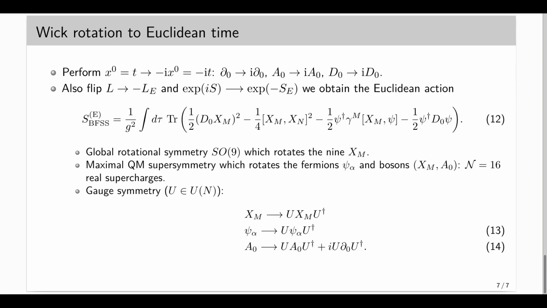To summarize, starting from the 10-dimensional action in equation 2 and the algebra in equation 1, set spatial derivatives to 0 and rename A_m as X_m. The resulting one-dimensional theory contains a quadratic bosonic kinetic term in time, a quartic commutator potential, a first-order fermion kinetic term, and a fermion matrix commutator coupling, exactly the BFSS matrix quantum mechanics.